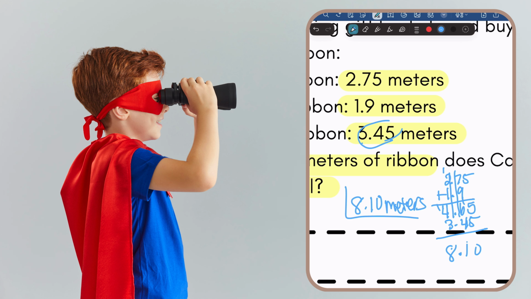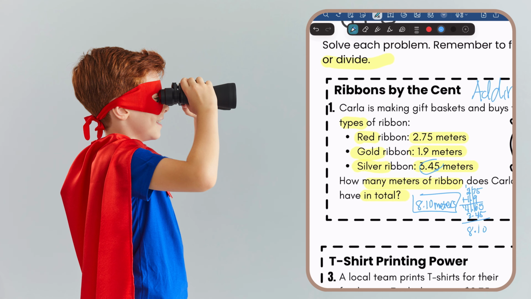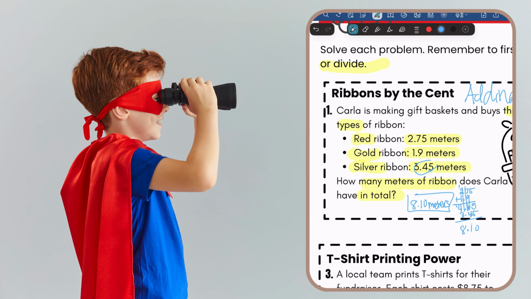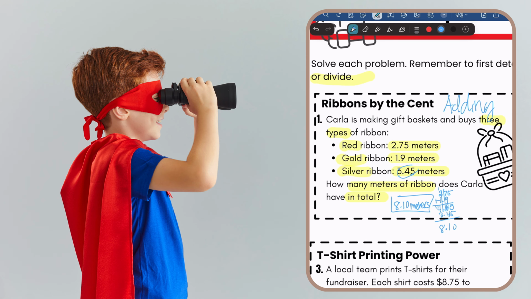And because we have a word problem, we want to include our units. Mathematicians attend to precision, so they want to include the units in our answer. 8 and 1/10 meters is how many ribbons she has total.